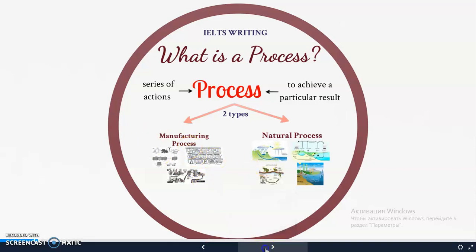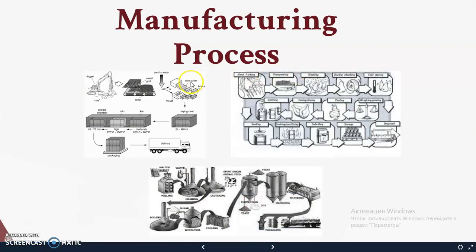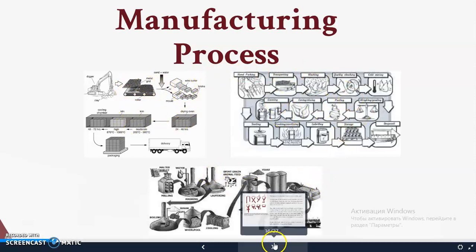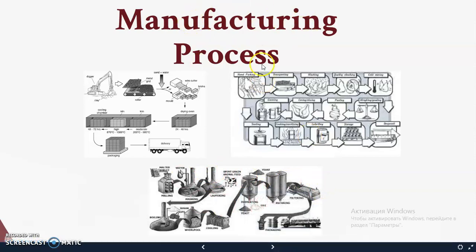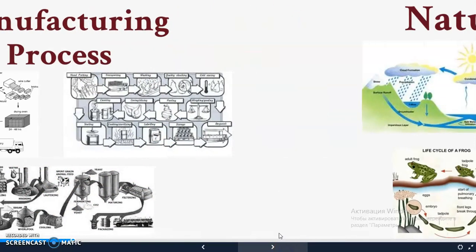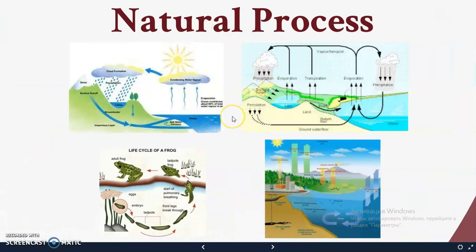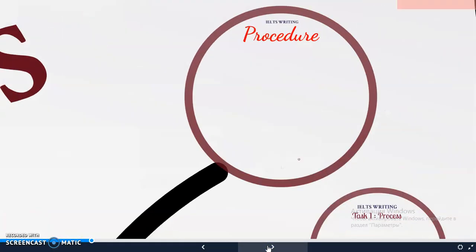So examples. So manufacturing process, and so you see people do this, and people do this. So that's why this is called manufacturing, man-made in other words. And this is a natural process. Humans do anything, do nothing here. This happens naturally. So this is the natural process.